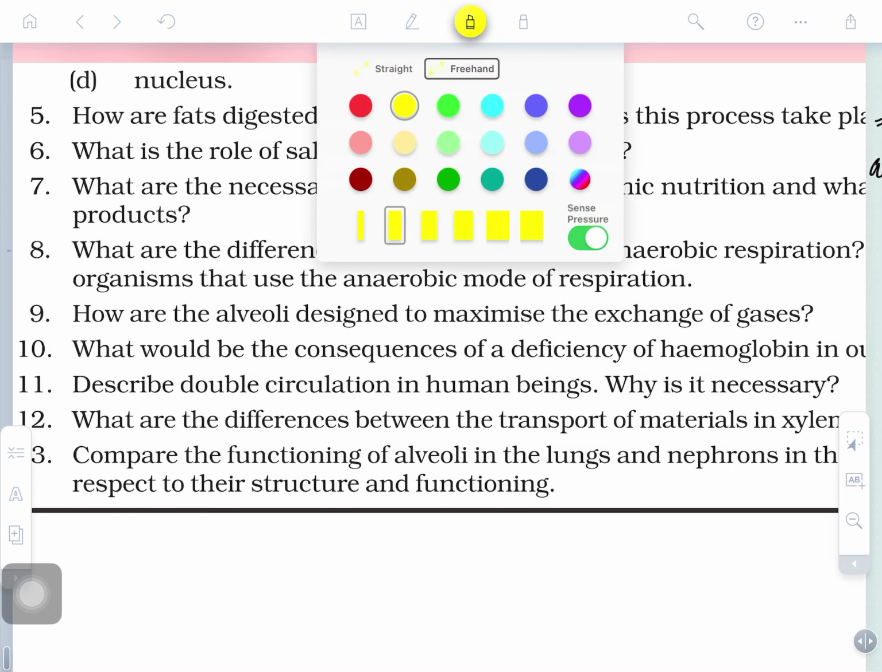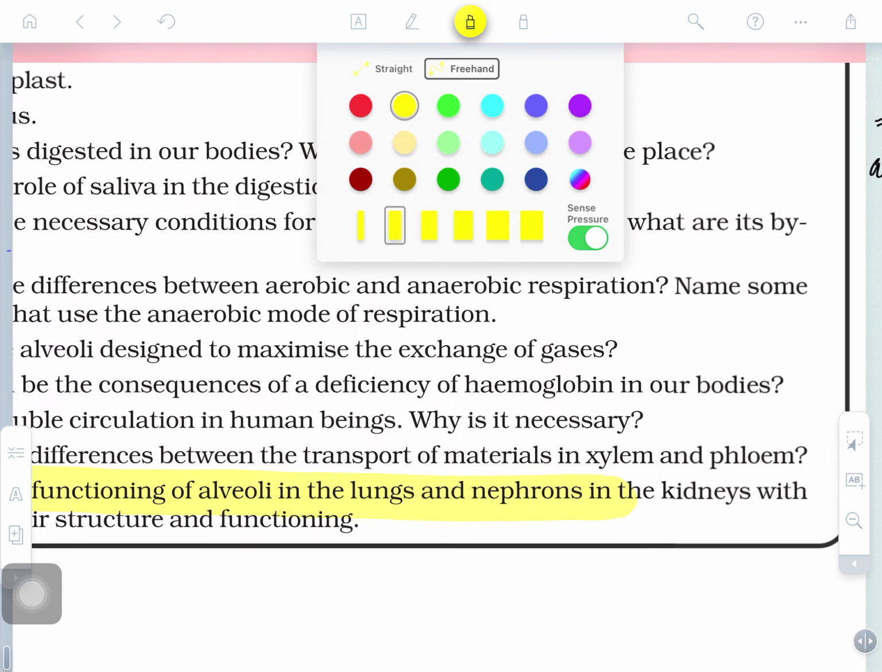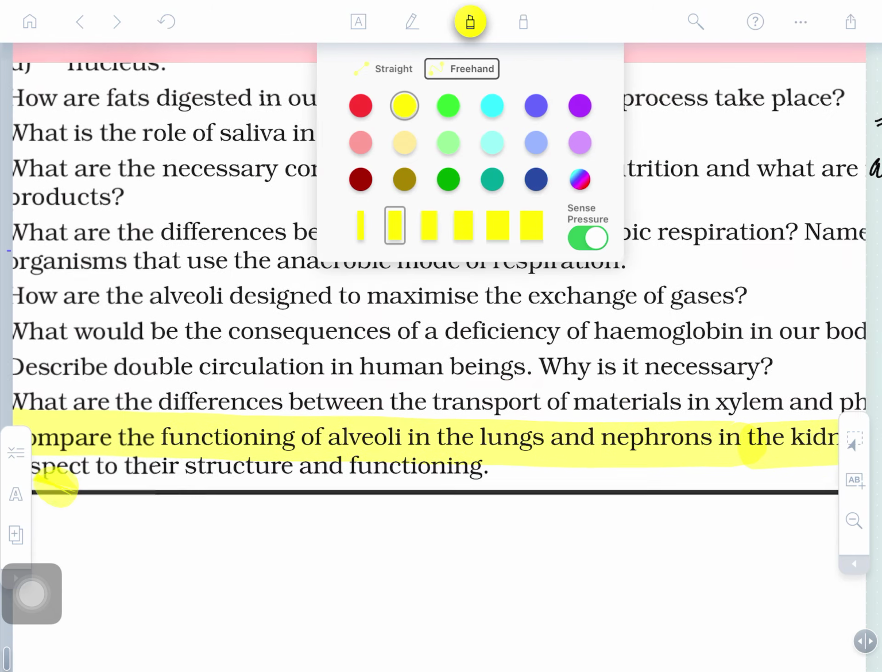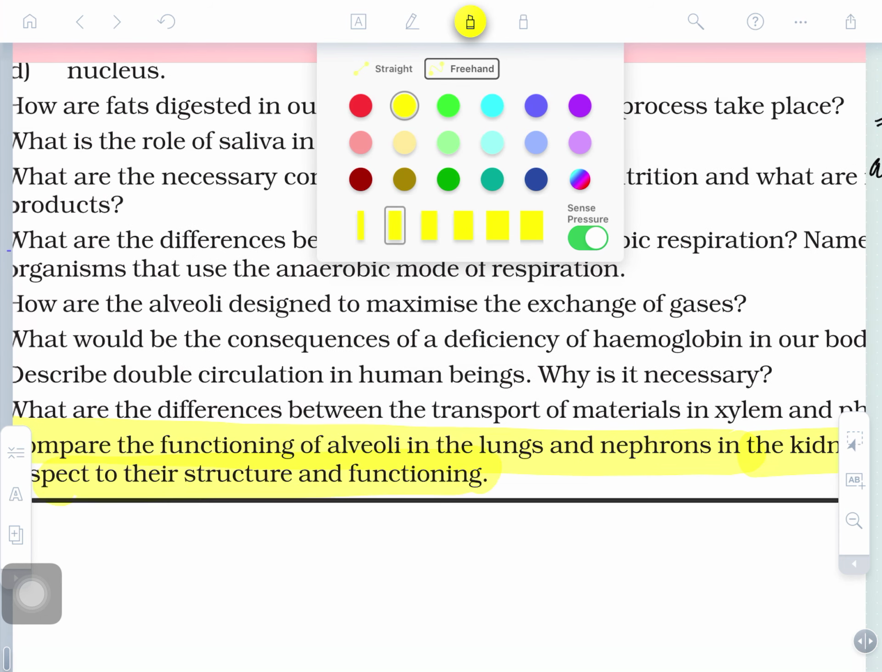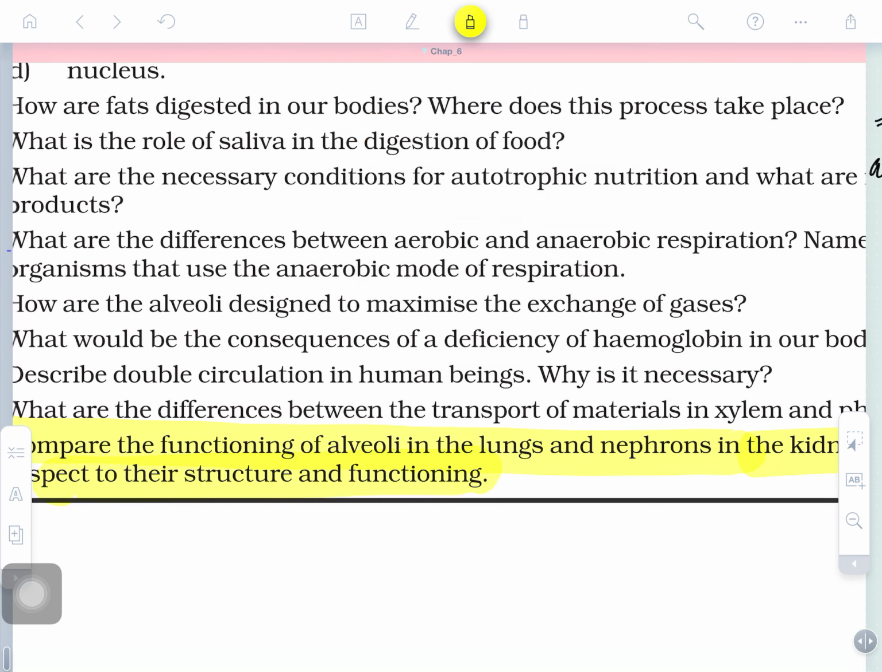Compare the functioning of alveoli in the lungs and nephron in the kidney. This is an integrated question, okay, meaning the 2 systems. One is the respiratory system and the other is the excretory system. In the alveoli, diffusion takes place here. In the nephron, the process is not diffusion of solid and waste; liquid diffusion takes place here. It's called osmosis. So you have to explain osmosis here.